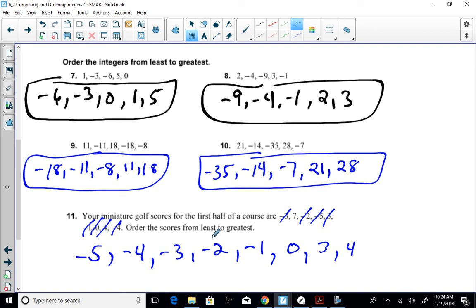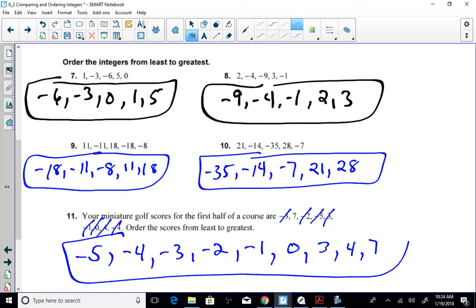Now, because these numbers were smaller, I could locate them on a number line, and I just noticed that I forgot that positive 7. I realized that I forgot positive 7 because I crossed out the numbers as I ordered from least to greatest. So I got to make sure I include positive 7 in my answer, and then I'll cross it out because I know that I've used all of my values.